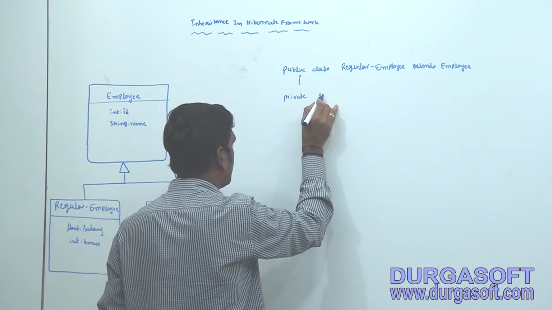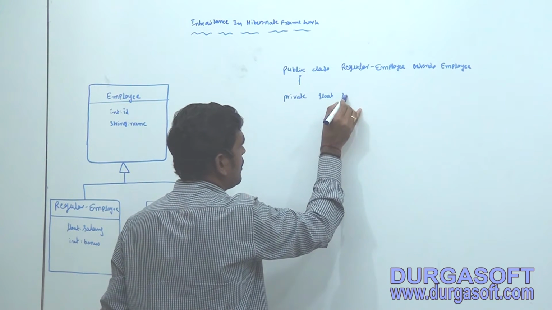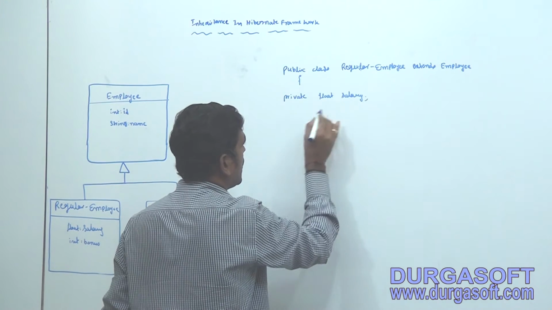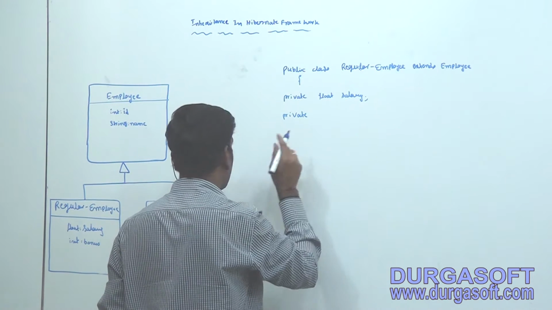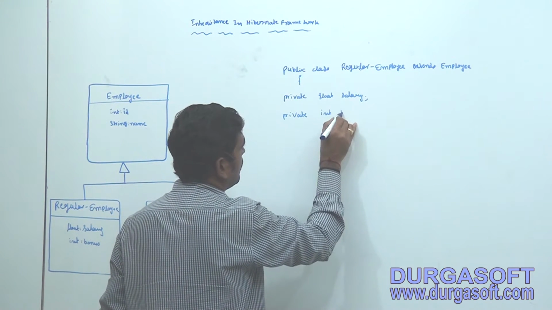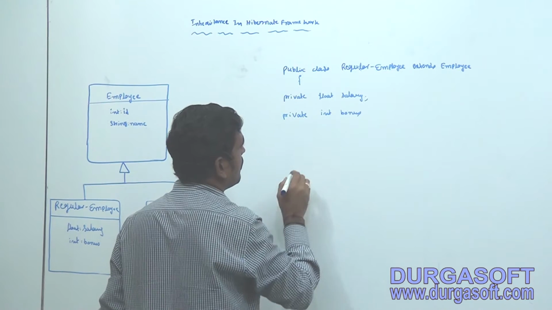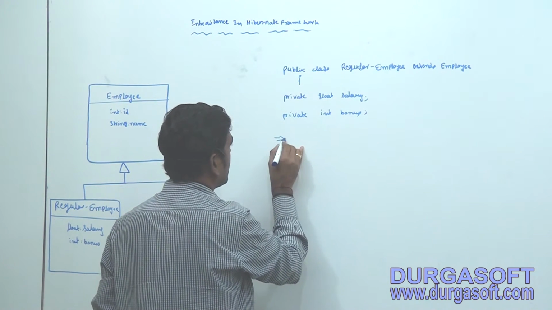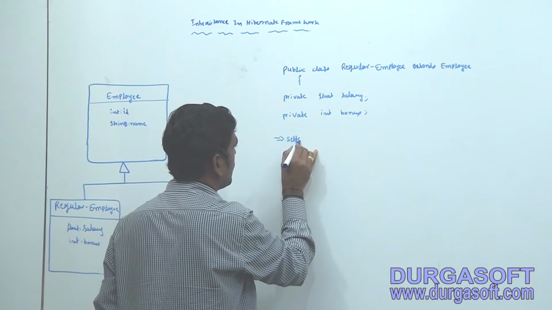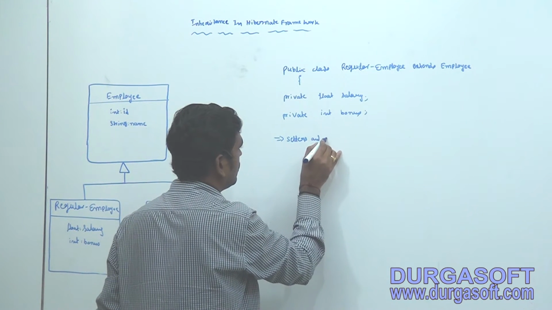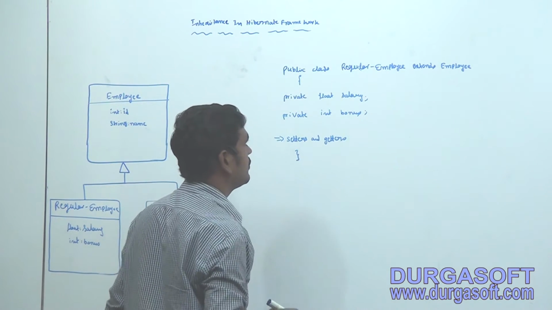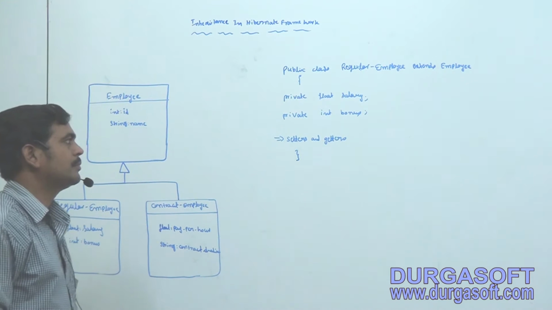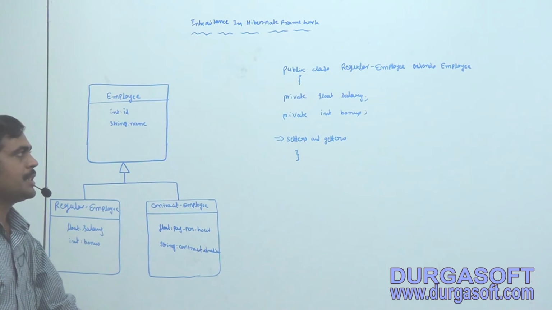private float salary. The next, private int bonus. Now generate the setters and getters for these properties. Then close it. So like this, we can generate our POJO classes by extending the employee class.